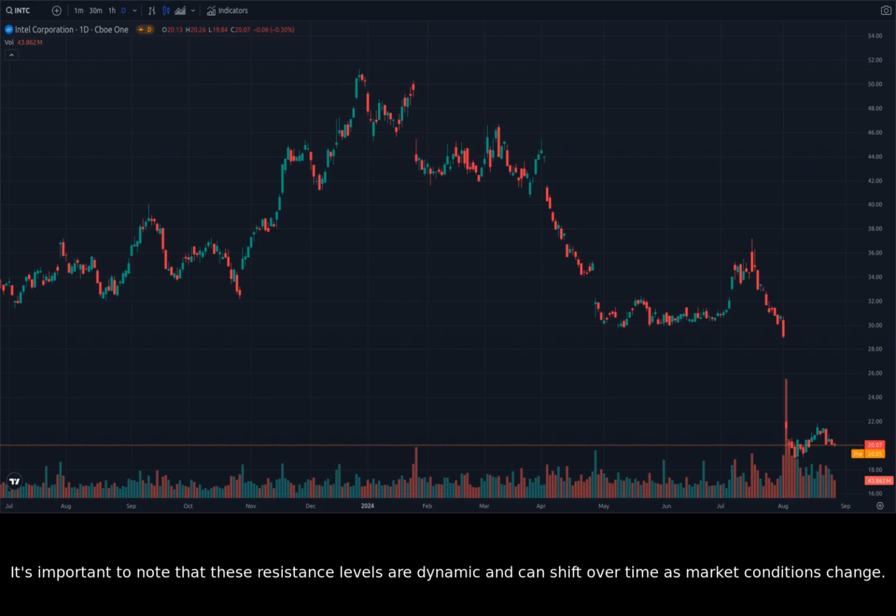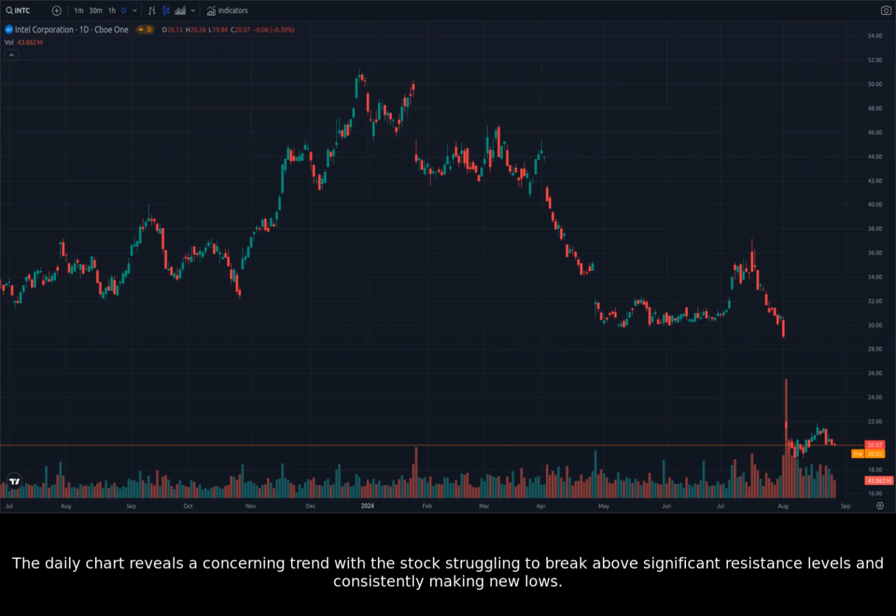It's important to note that these resistance levels are dynamic and can shift over time as market conditions change. However, it's a crucial factor to consider when deciding when and at what price to trade. The daily chart also showcases a clear area of support, which is a level where the price has found buyers in the past. This support level could be a potential buying opportunity for those who believe that the downtrend is nearing its end.